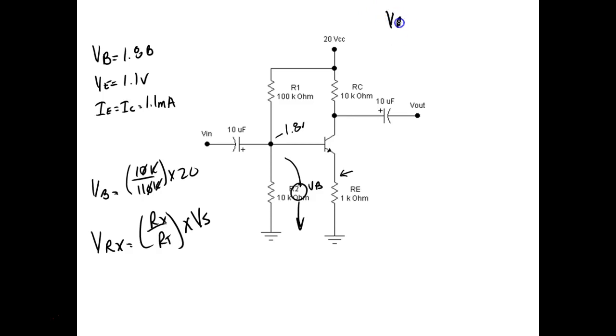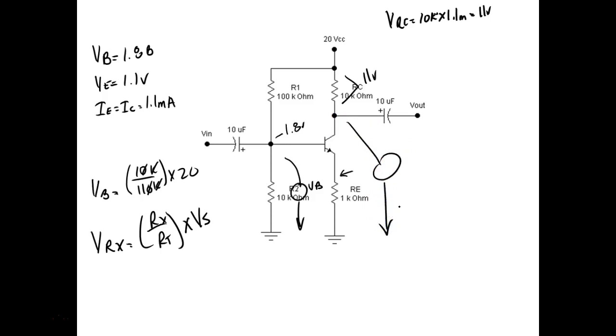So VRC would be equal to 10K times the emitter current, which we're assuming is going to be the collector current, which is going to give us 11 volts. Now that's the voltage drop across this resistor right here. That is not VC, and this is the problem we have in this class: people use the voltage drop across RC as VC. Now VC is measured right here.